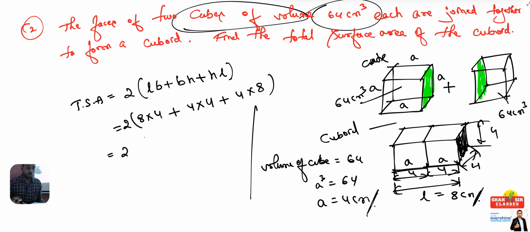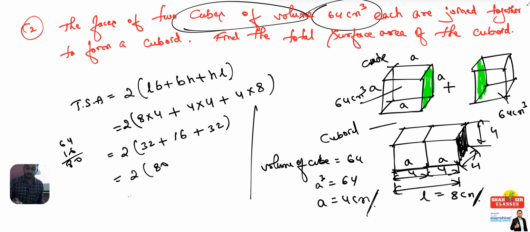So 2 into 8 4s are 32, 4 4s are 16, 8 4s are 32. So 2 into 32 plus 32, 64 plus 16, 80 into 2, 160 centimeters square. Understood? Did you understand, children?